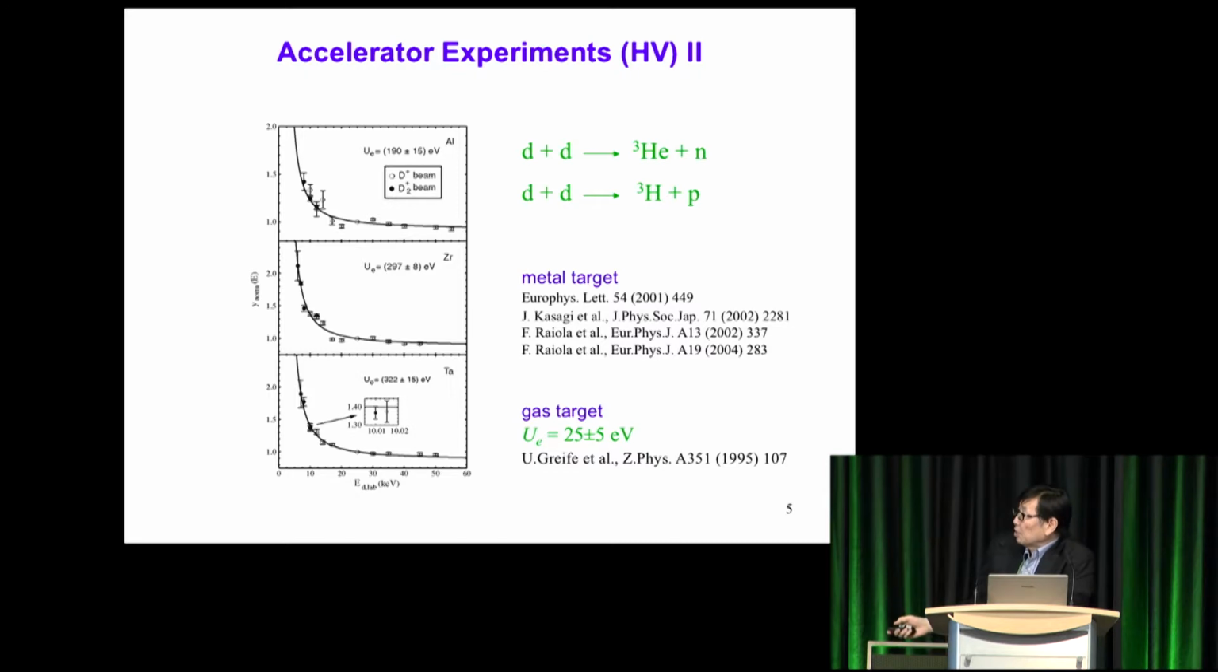They have another experiment, for other groups, including ours and German groups. For the gas target experiment, from that gas target experiment, the screening potential is deduced as 25 plus electron volts.